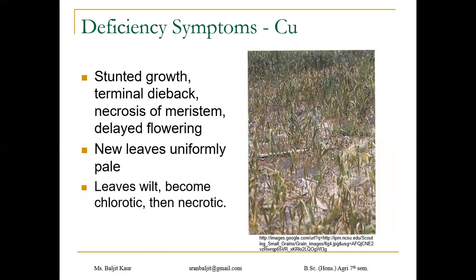Then deficiency of copper. If there is deficiency of copper, the growth will be stunted and there will be terminal dieback, necrosis of the meristem, and delayed flowering. Flowering will be delayed. There will be meristem necrosis and terminal dieback of the leaves. New leaves are uniformly pale, leaves will wilt, become chlorotic, and then necrotic, right? So the growth will be stunted.